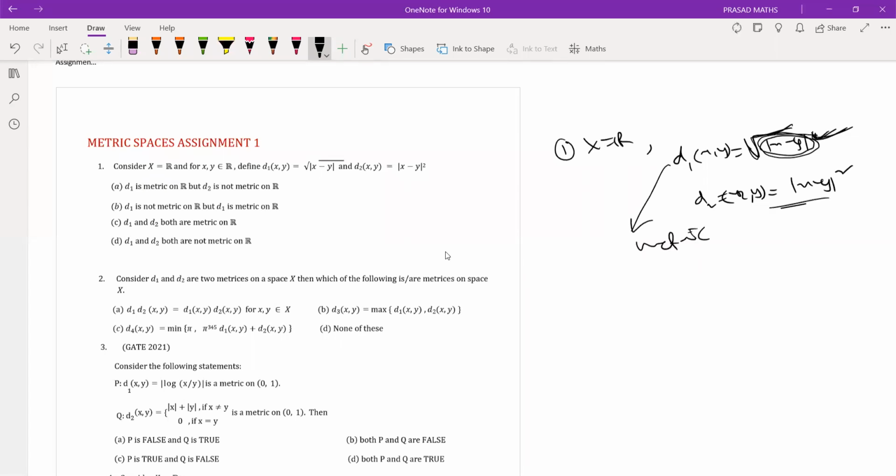The question is about D2. Not a metric. So what is the answer? A, D1 is a metric. First one. Yeah, A, the first one. Good.